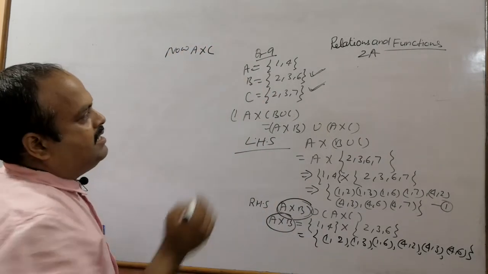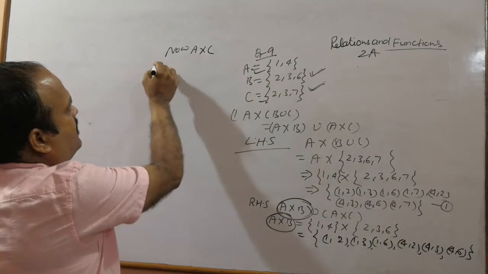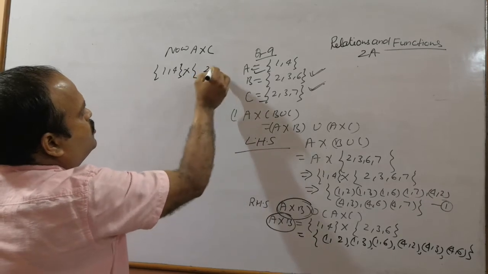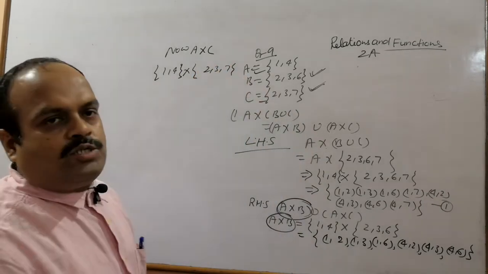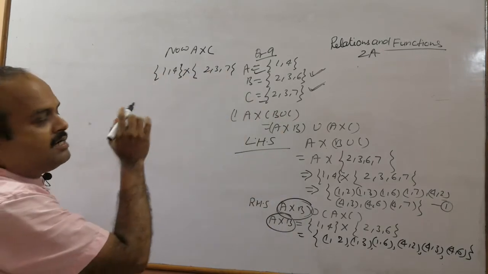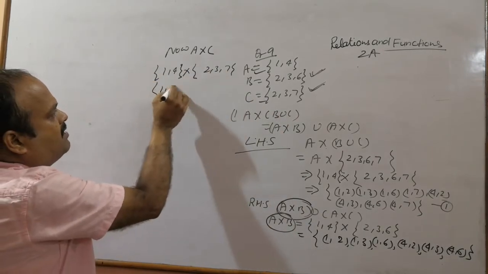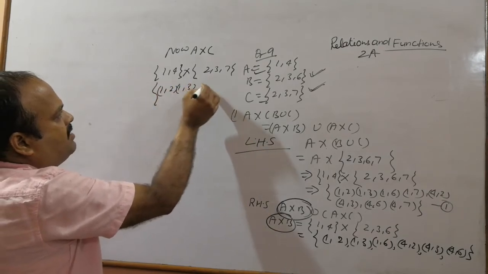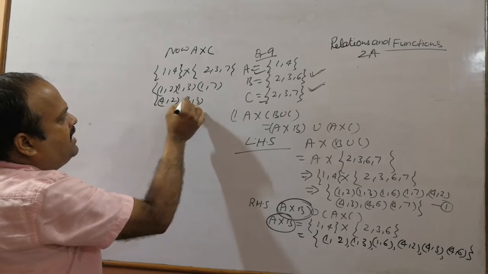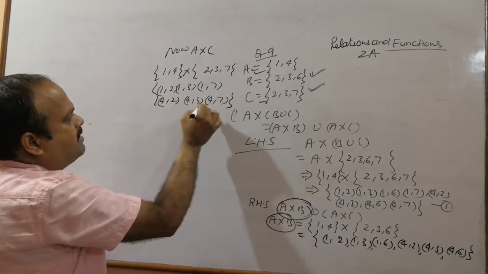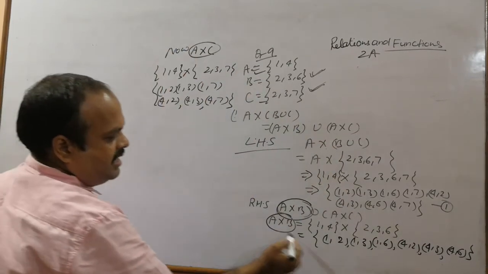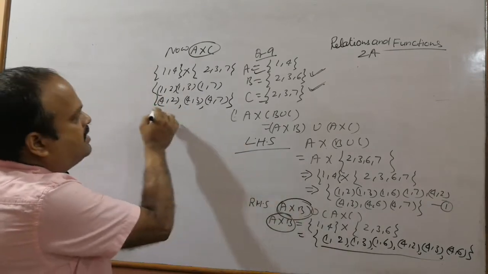A cross C is {1, 4} cross {2, 3, 7}. With 2 elements and 3 elements, there will be 6 ordered pairs: (1, 2), (1, 3), (1, 7), (4, 2), (4, 3), (4, 7). So this is A cross C, and here is A cross B.